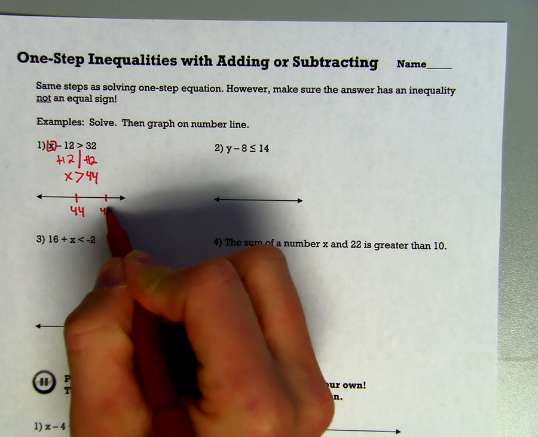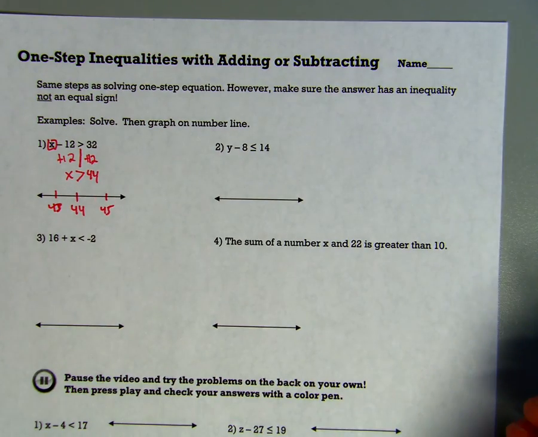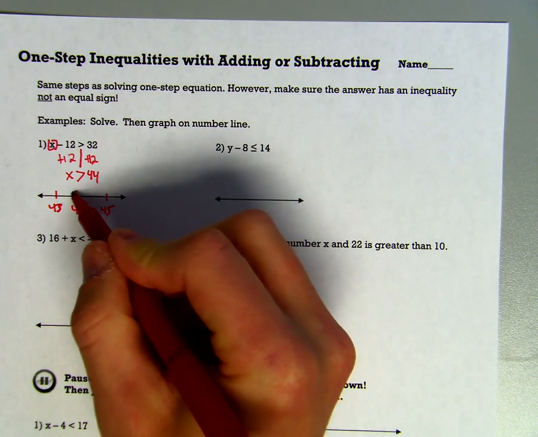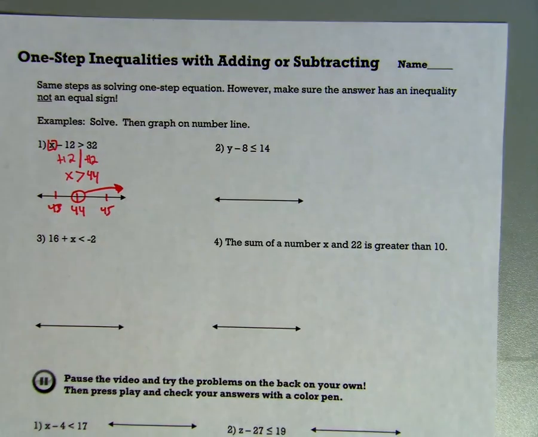44, 45, 43. Okay. Now it says that x is greater than it, so I'm going to do an open circle and draw my arrow to the right to go greater than.